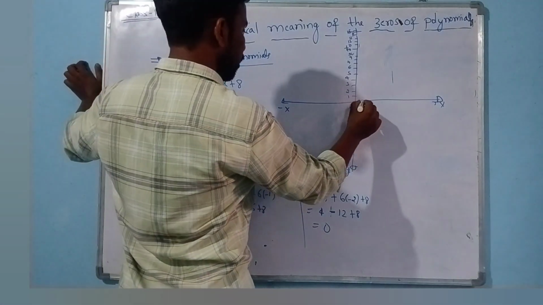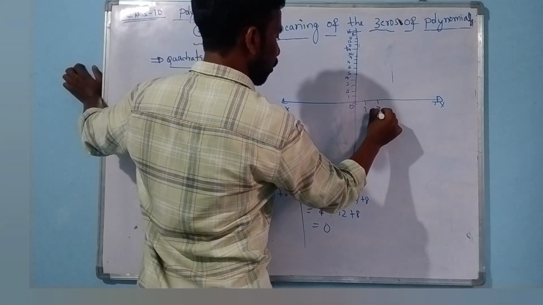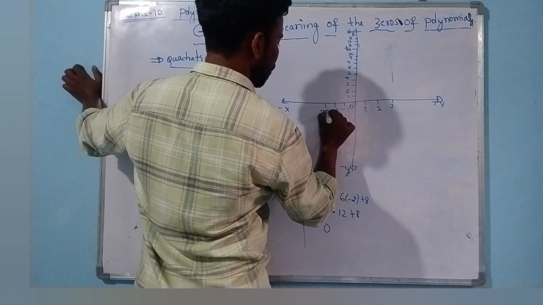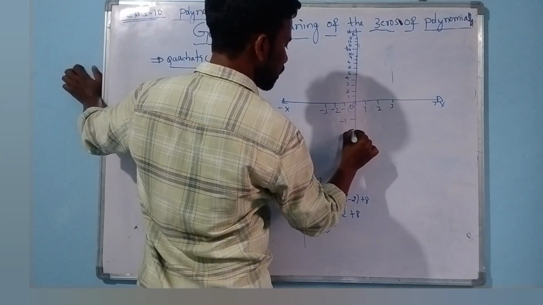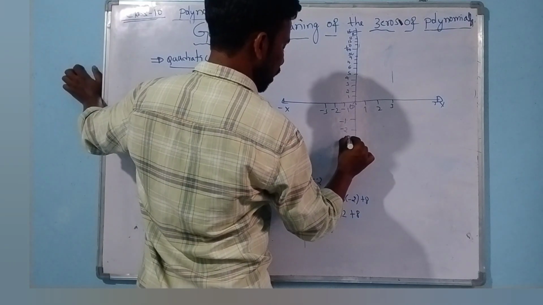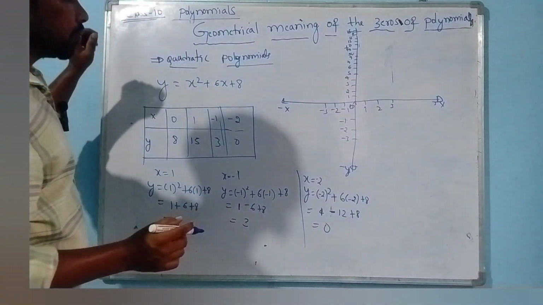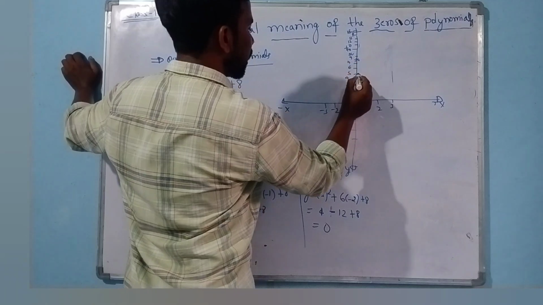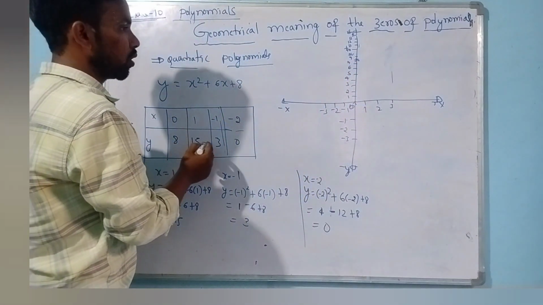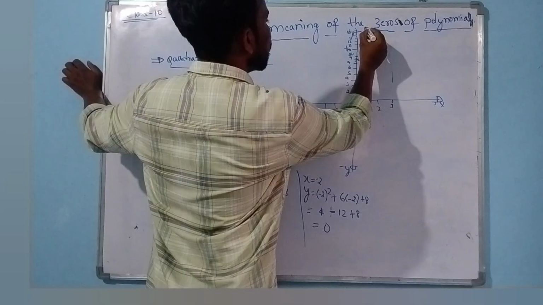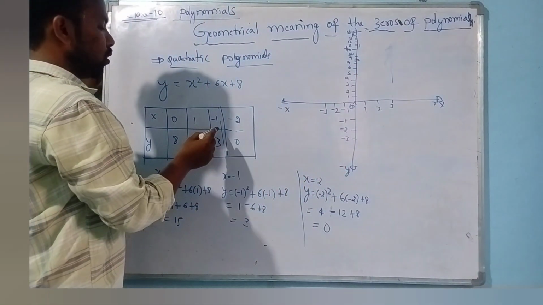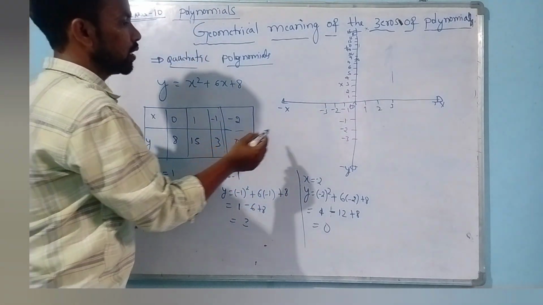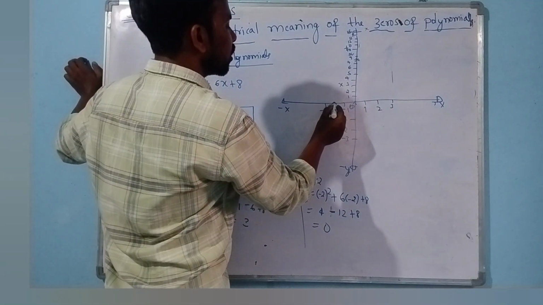X values: 1, 2, 3. This side minus 1, minus 2, minus 3. Now when x is equal to 0, what is the y value? 8. Here, when x is equal to 0, the y value is 8. When x is equal to 1, the y value is 15. When x is equal to minus 1, the y value is 3. When x is equal to minus 2, the y value is 0.